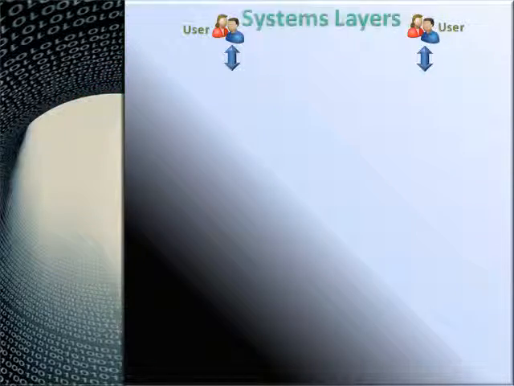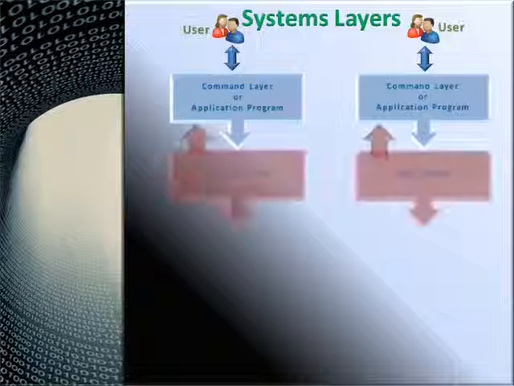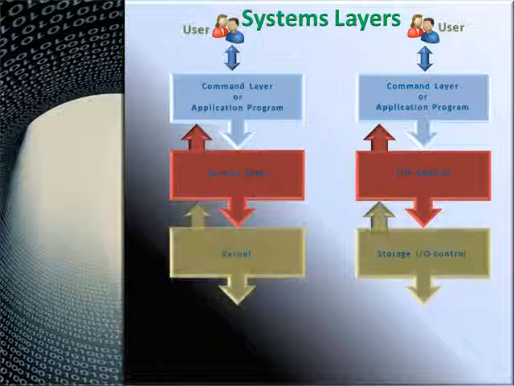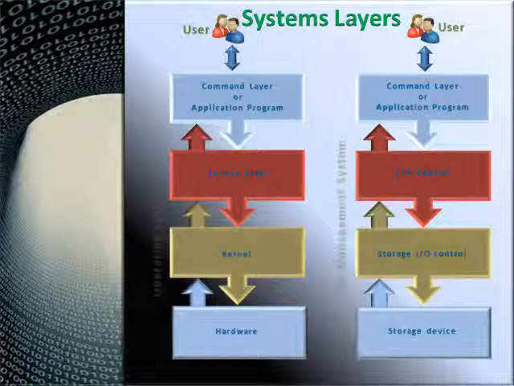Here's an example of system layers: an operating system and an FMS. On the left side are the operating system layers, and on the right side you can see the file management system layers.